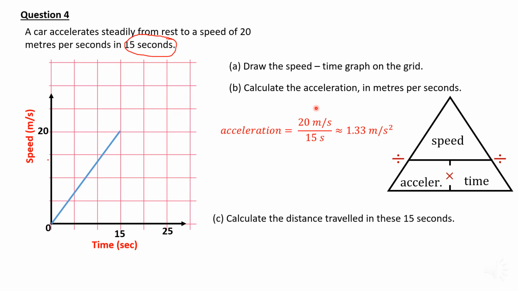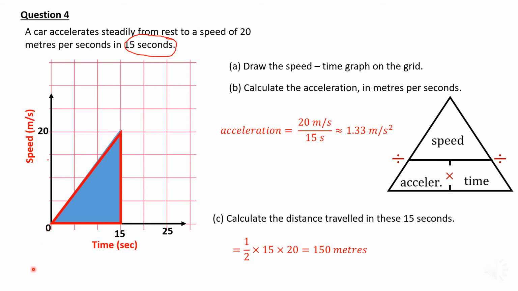Then the B part, now you're supposed to calculate the distance traveled in these 15 seconds. So it's nothing but the area under this line, okay? So that is a triangle. So I can definitely calculate the area of a triangle, which is a half times the base, which is 15, times the height, which is 20. 150 meters was covered by this car during the first 15 seconds. 150 meters. Okay, I hope that is straightforward.